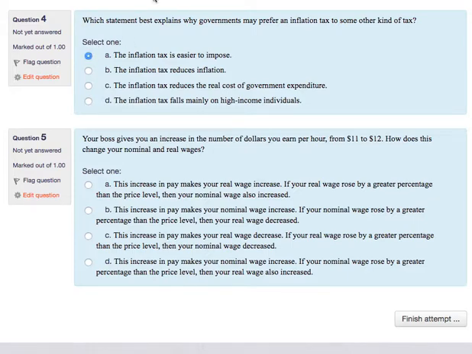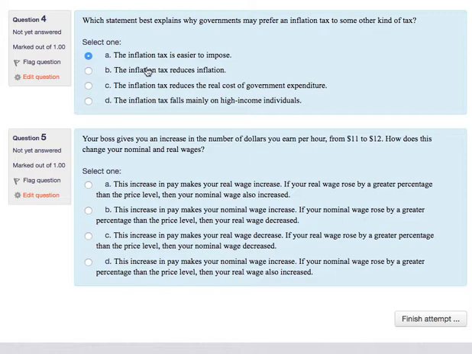If you print more money and it leads to this reduction in the value of everyone's money, but it leads to more money in the government's hands to work on different projects, it's just easier. The inflation tax reduces inflation is false. It actually creates inflation. That's why it's called an inflation tax. The inflation tax reduces the real cost of government expenditure. That's false. Taxing people directly or borrowing would actually be better.